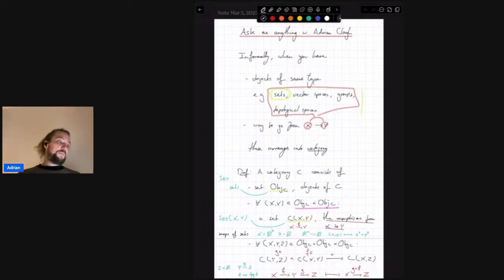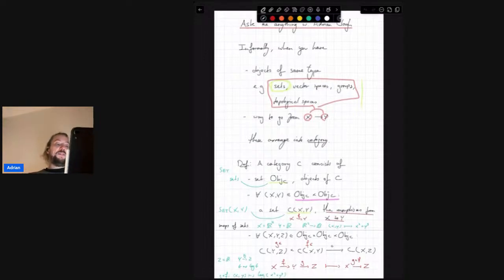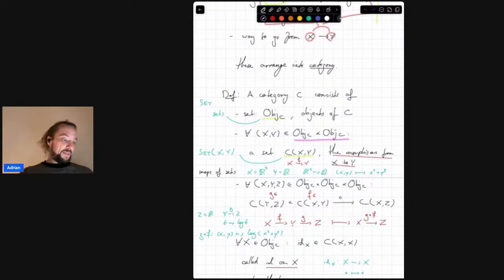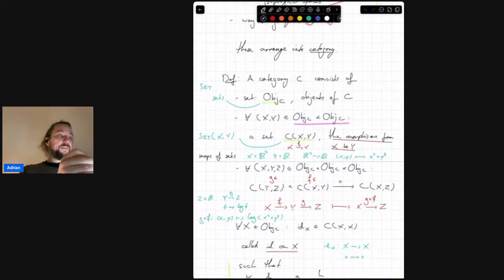All right, so last time I started off by saying that informally, if you have some sort of objects of the same type, like for example sets, vector spaces, groups, topological spaces, and so on, and you have some notion of morphism between these types, then in this case, you probably have a category. Then I gave you the definition of a category, and that's this whole mess here. So let's just very quickly go through the most important points.